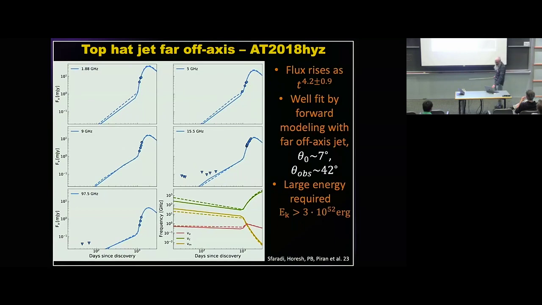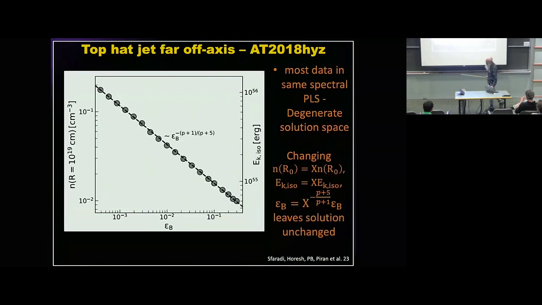In fact, there's a lot of degeneracy in the allowed parameter space for solutions here, because most of the frequencies that we observe in the best fits that we have are more or less, or almost all the data is, within the same power law segment of the synchrotron. So there's actually a large degree of degeneracy in terms of the parameters. This is a quick plot about that, which I will not get into too much due to lack of time.